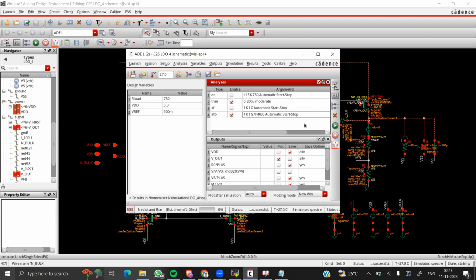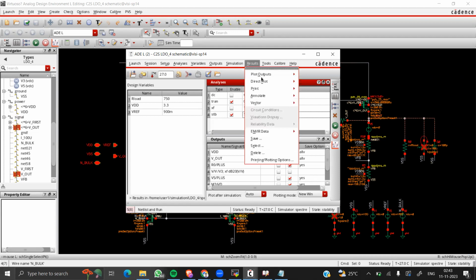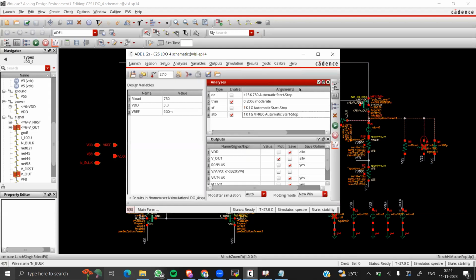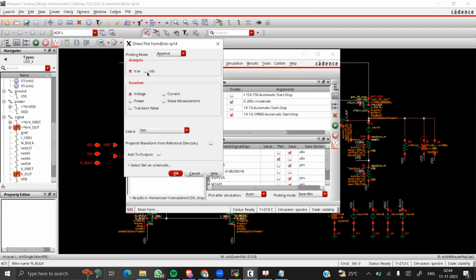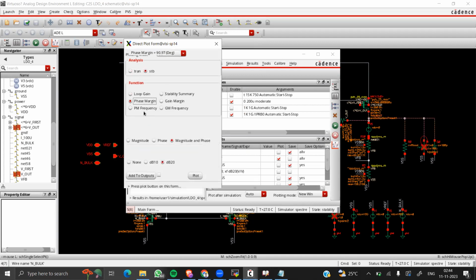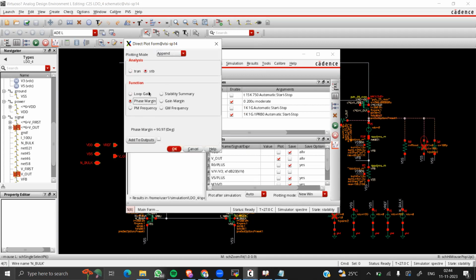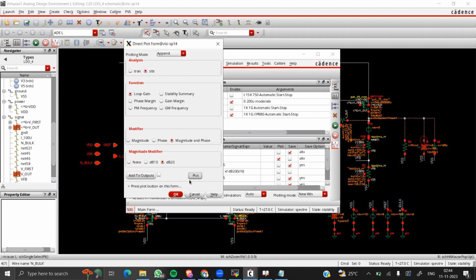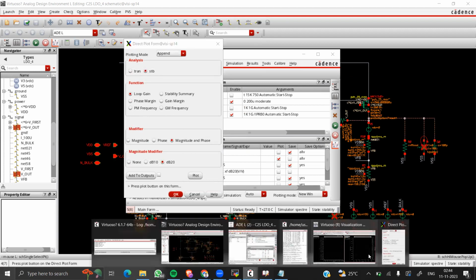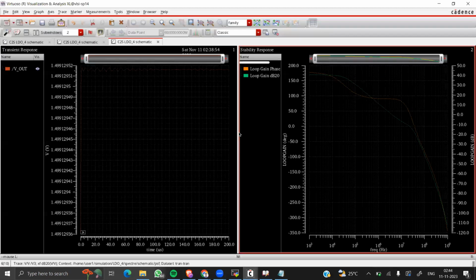So here we don't get a plot. So how do we evaluate as progress? We go to results, direct plot, main form, and then STB analysis. Here we see STB and a phase margin. Oh, that's a very good phase margin. Loop gain, let's plot it. Here we get the plot for loop gain.